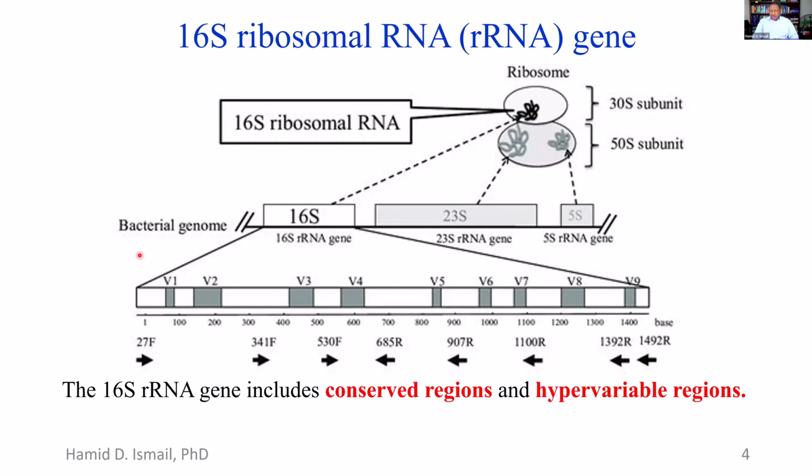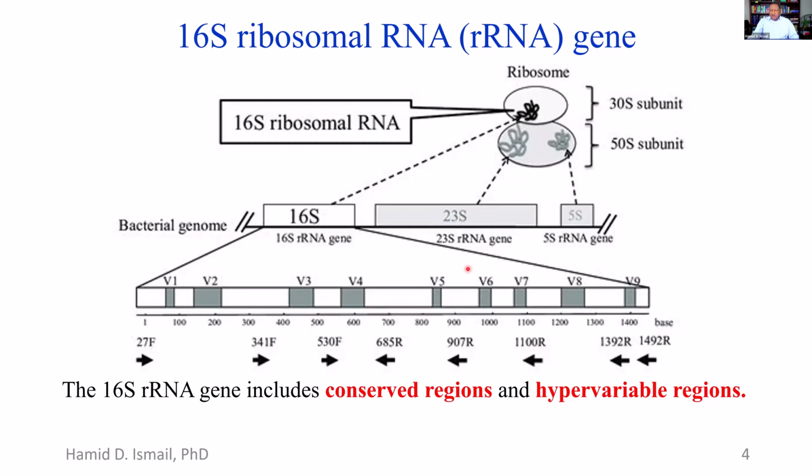But in the variable region, or hypervariable region, the mutation is very fast. And if you see here, we have some labels, V1, V2, V3, and so on. They are interchanged, so we find a conserved region, variable region, conserved region, variable region, and so on. So this is the structure of this gene, how it looks like. That means we have both regions.